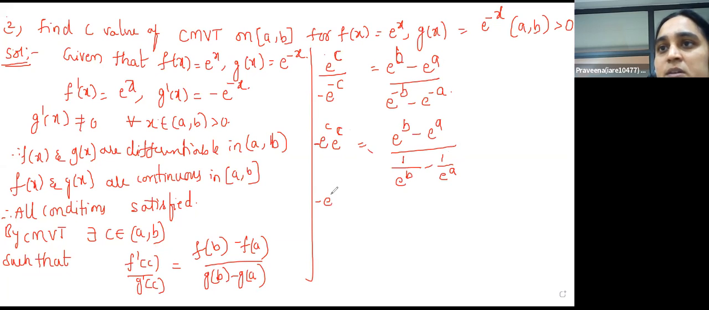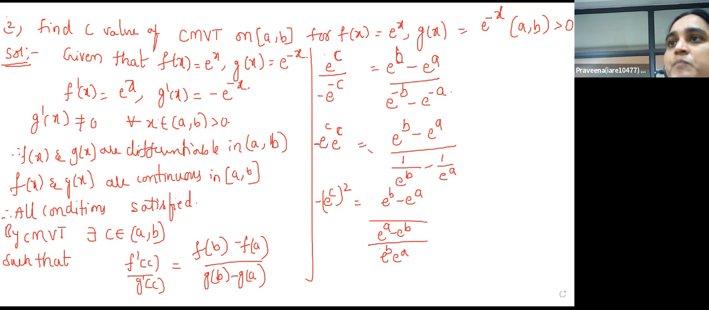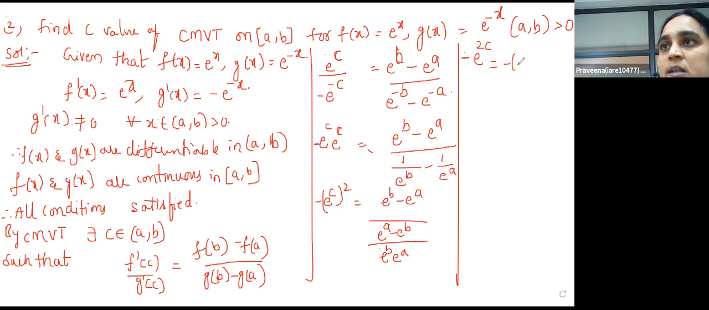This is e power c square equal to e power b minus e power a divided by, what is the LCM of e power b into e power a? From that, e power a minus e power b. So e power 2c is equal to, taking minus common in the numerator, e power a minus e power b divided by e power a minus e power b.